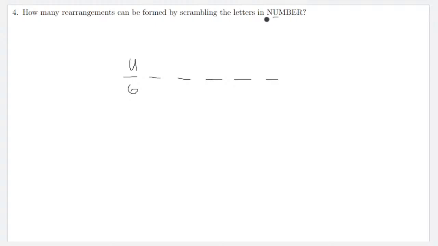Now, out of the remaining slots, we have 5 letters to choose from for this second slot. So let's say it could be B. And then we have 4 choices for the next one. And then there's 3 letters left for the next one, and then 2, and then 1. And then notice that all of these choices are independent. It doesn't matter what you pick in the first slot, you'll have 5 letters left over in the second slot, no matter what you do. So we can actually multiply all of these together. And when you do, you find that the answer is 720.